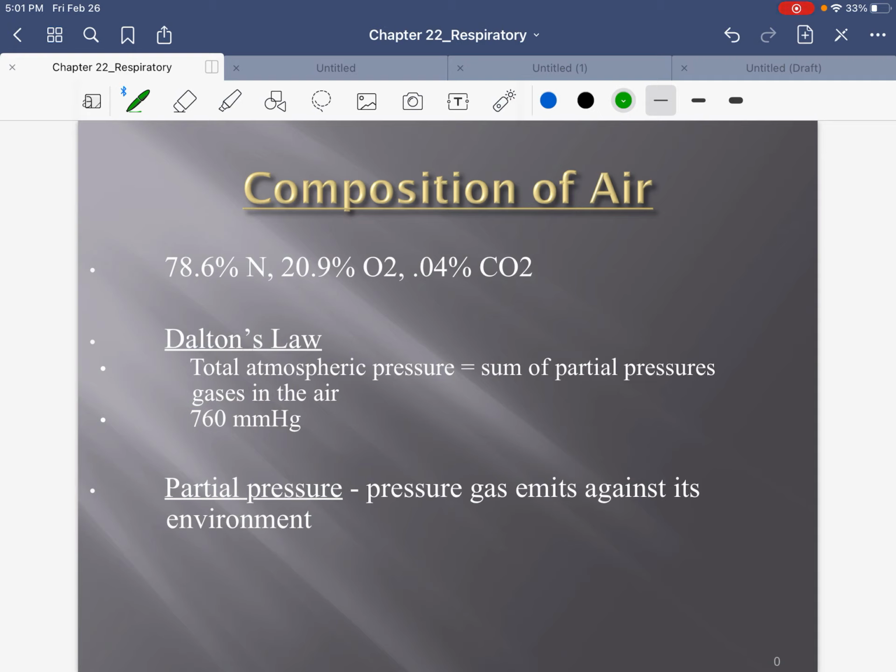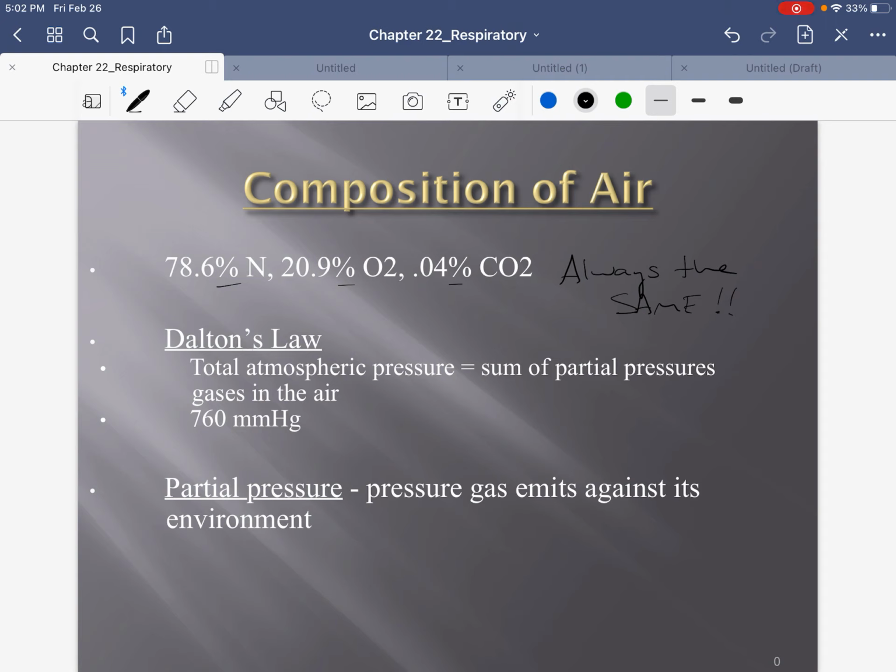Okay, a couple of end things to end this chapter. I want to make a point here. The composition of the atmospheric air is always the same. It doesn't matter what altitude you're at. And that's why these percentages are included in parentheses. No matter what altitude you're at, the atmospheric air is about 21% oxygen.